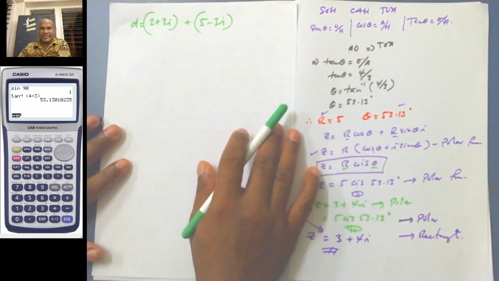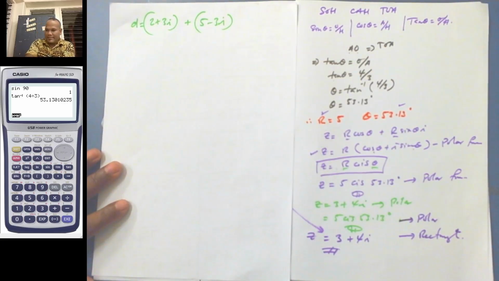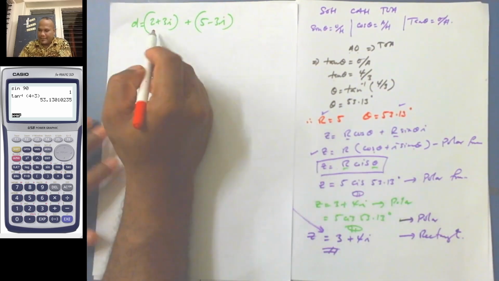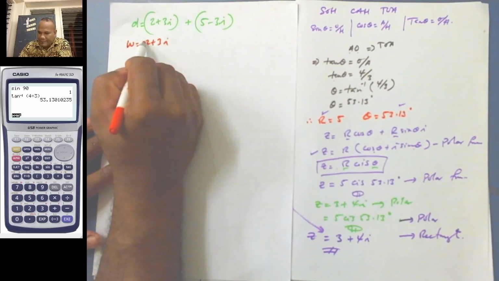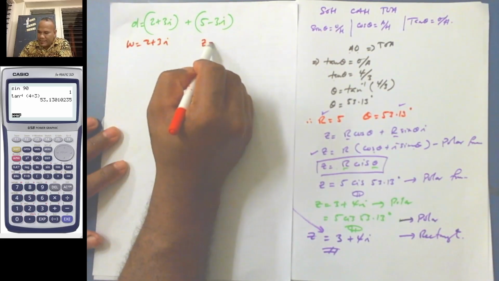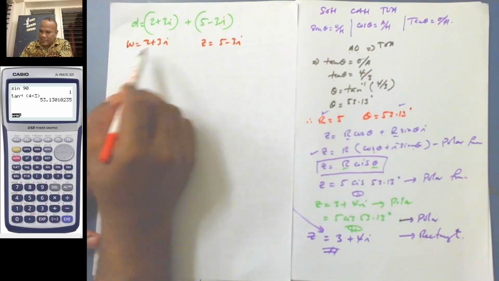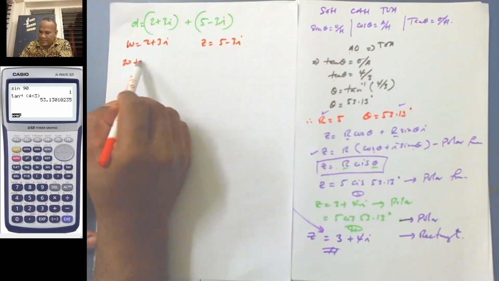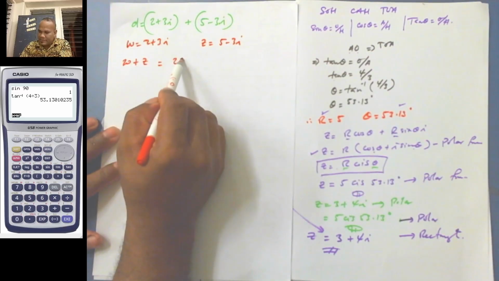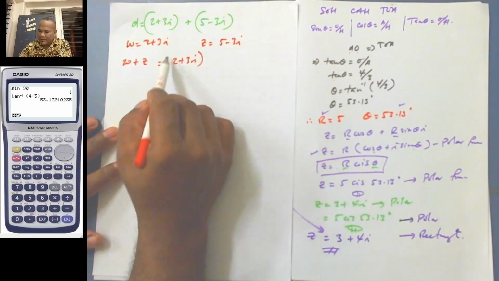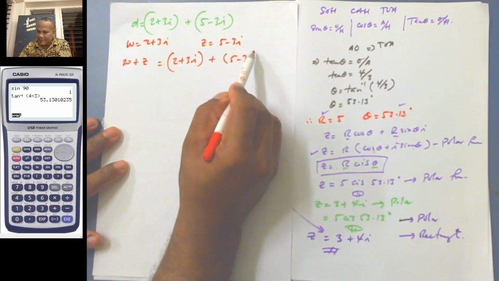Okay, let's try and solve them. So this is how we will look at it. Let's say omega is equal to 2 plus 3i, and z is equal to 5 minus 3i. The question is saying they added, so this is omega plus z. Omega is 2 plus 3i, and z is 5 minus 3i.